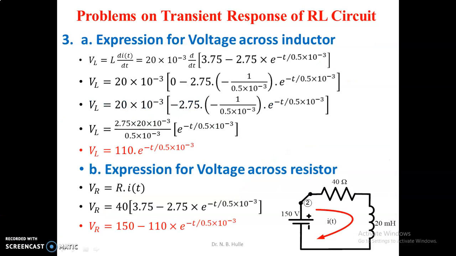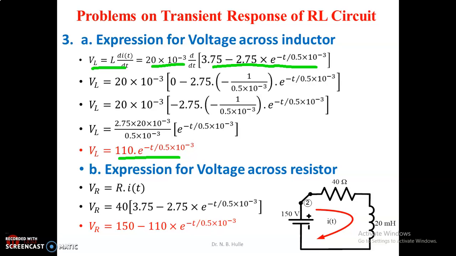Finally, we are interested in the expression for the voltage across the inductor. I will use the general formula, that is VL is equal to L into di by dt. We will substitute the value of L and this I of t, and find its differentiation. Using simple steps, the voltage across the inductor will be 110 into e raised to the power of minus t divided by 0.5 into 10 raised to the power of minus 3.